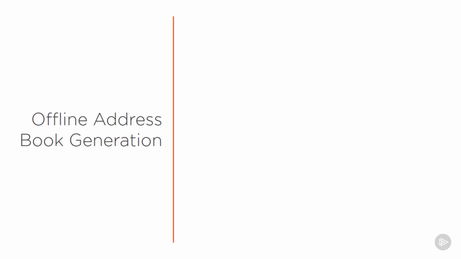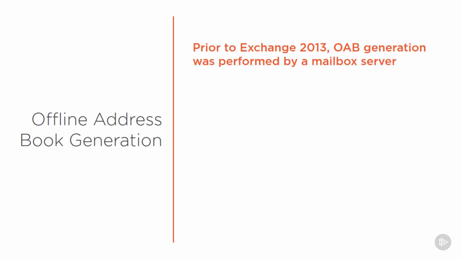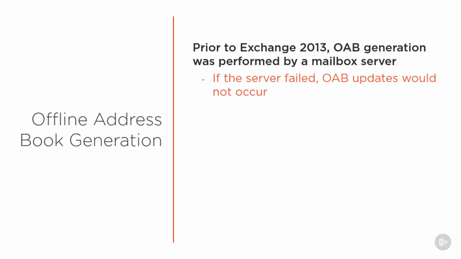The offline address book generation has changed somewhat over the years with different versions of Exchange. Prior to Exchange 2013, the OAB generation was performed by a mailbox server. The server would generate an OAB and store it as a series of files on that server, and then they would be distributed to other servers in the network as well, and clients would download those files from one of those servers. However, if the server failed, offline address book updates would not occur, and you would have issues with clients looking at stale data that did not reflect the latest global address list.